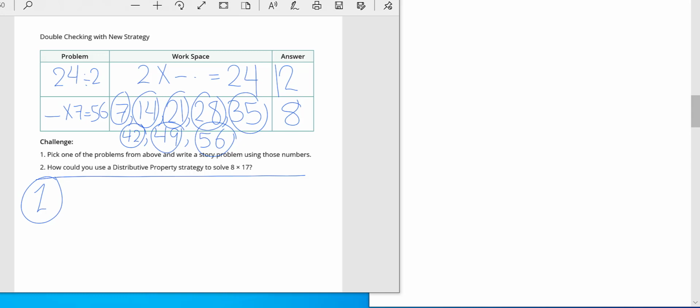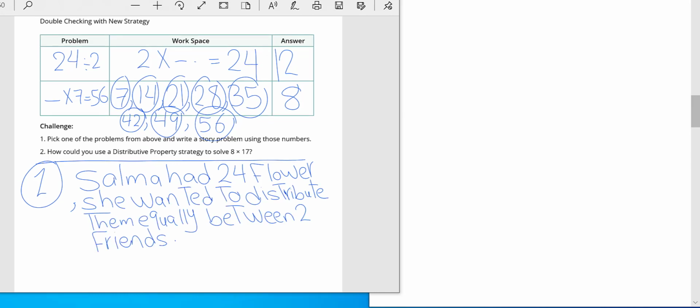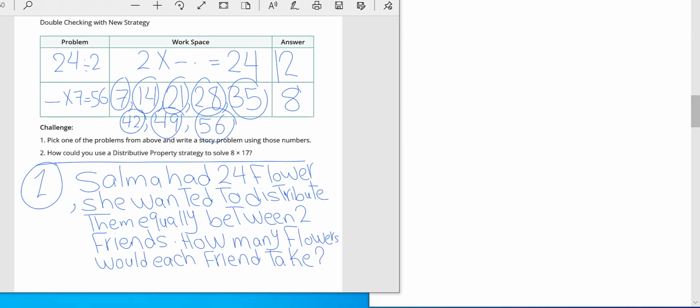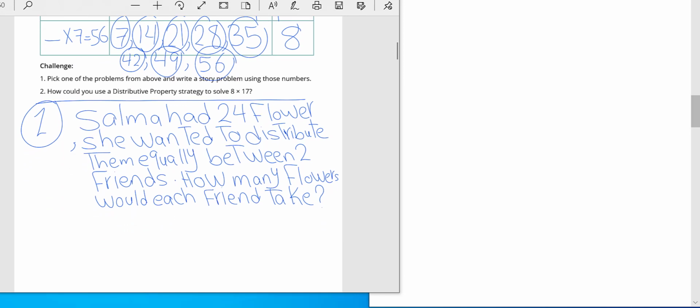We can say that Salma had 24 flowers, and she wanted to distribute them equally between 2 friends. How many flowers would each friend take? Okay, now we wrote a story problem for the division operation. Next is exercise number 2 in the challenge.